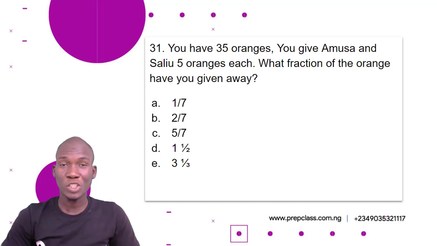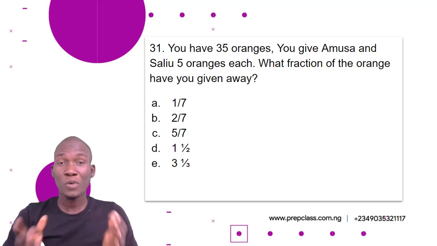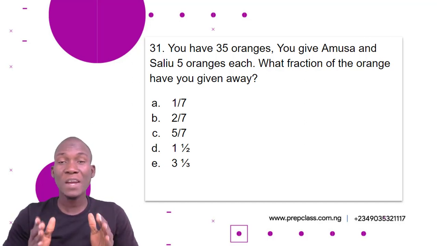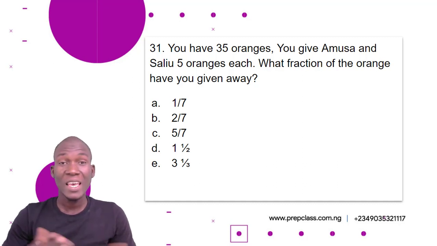We are going to start with question number 31. Question 31. You have 35 oranges. You give Amusa and Saliu 5 oranges each. What fraction of the orange have you given away? A. 1/7, B. 2/7, C. 5/7, D. 1 whole number 1/2, E. 3 whole number 1/3. Now, how are you supposed to solve this question?